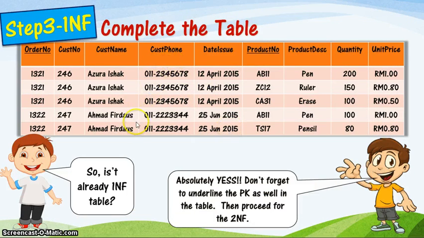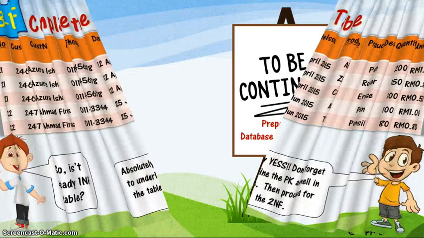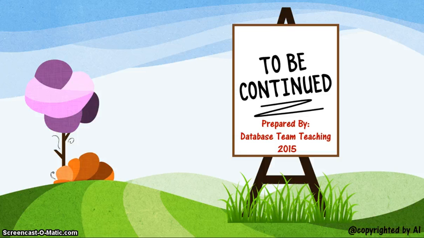Then, is it already 1NF? Make sure you underline the PK. Then you can say that the table for 1NF is completed. Alright? I think that's all for today, to be continued on the next, 2NF and 3NF. Okay, thank you. Bye-bye.